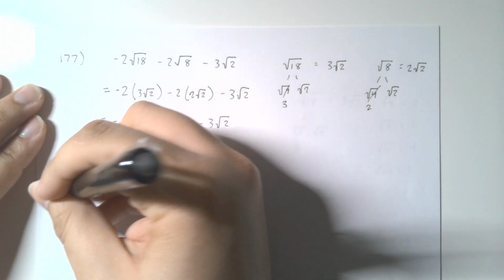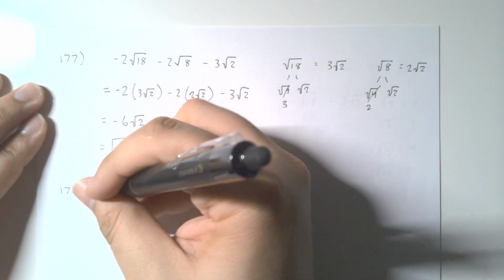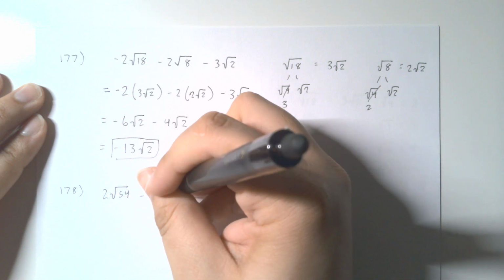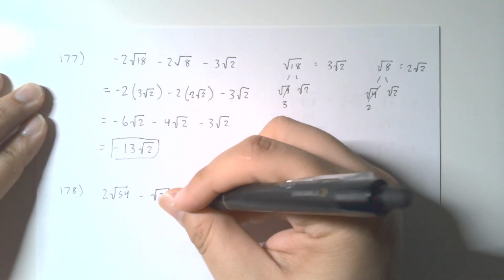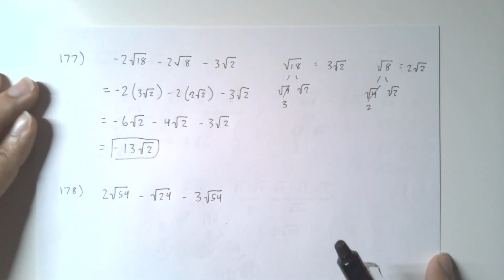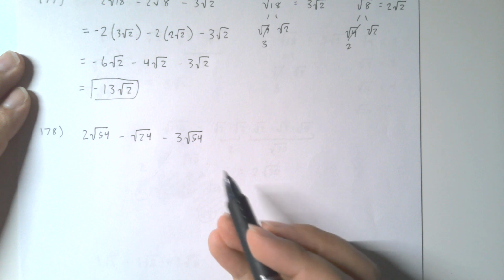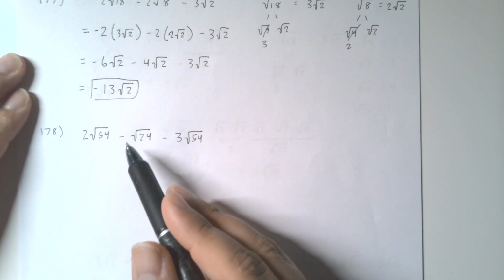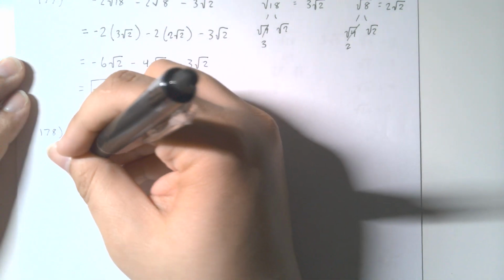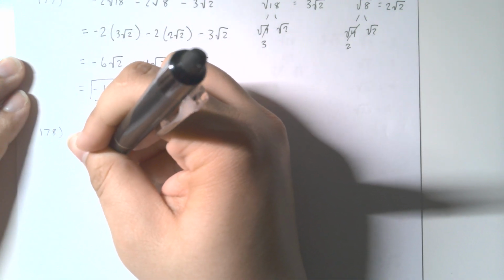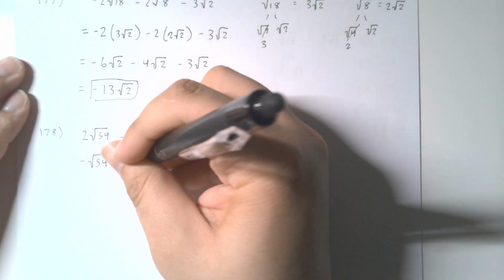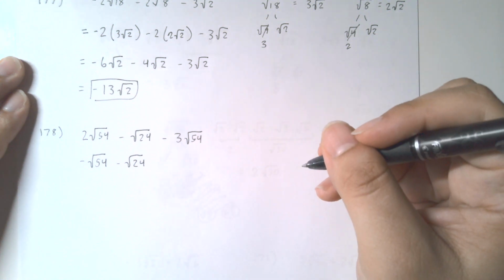For number 178, we have 2 square root of 54 minus square root of 24 minus 3 square root of 54. So we have square roots of 54 here, so let's just combine those. We have 2 minus 3, that's going to be negative 1, so just negative square root of 54. And then we have this minus square root of 24. So we've already made this a little bit easier for ourselves.